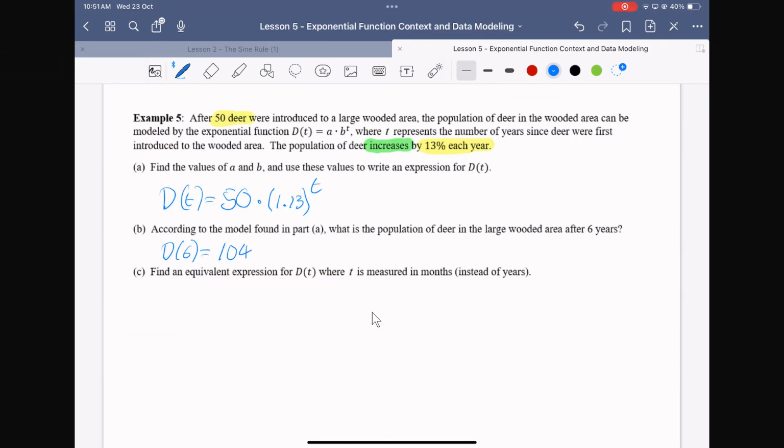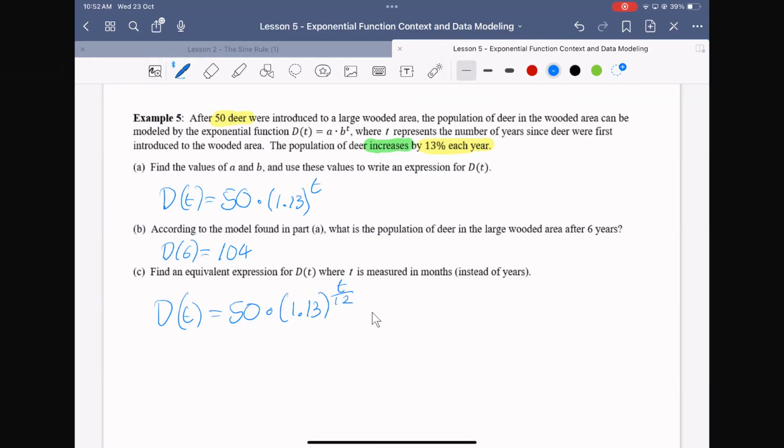Find the equivalent expression for d of t where t is measured in months instead of years. Is it t over 12? I like it. So, d of t is equal to 50 times 1.13 to the t over 12.